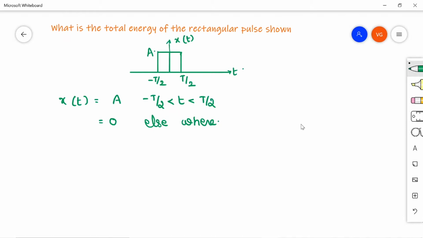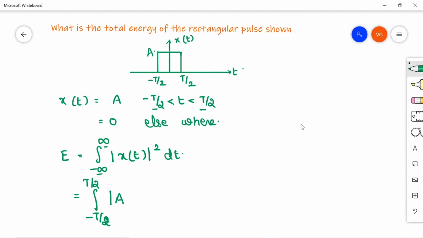So they are asking you to calculate the total energy of this rectangular pulse. So the total energy E is given by integral minus infinity to infinity mod x of t whole square dt. Here the signal is extended from minus T by 2 to T by 2. The limits of this integral will restrict now to minus T by 2 to T by 2. And the amplitude of the signal x of t is nothing but A, mod A square dt. So A is a constant, so I will write it as A square into integral dt, which is t from minus T by 2 to T by 2.